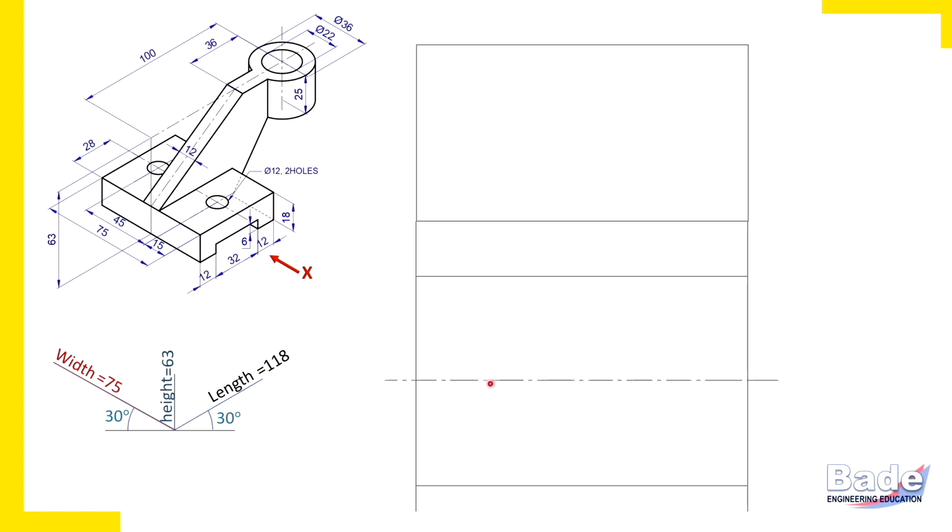So this is how we have completed axis of symmetry. It's always better to draw axis of symmetry initially. Now let's proceed part by part. So let's complete this cylinder first.